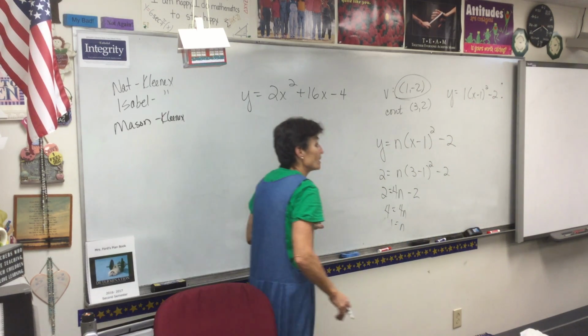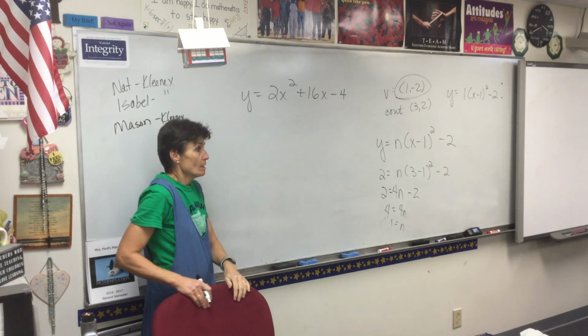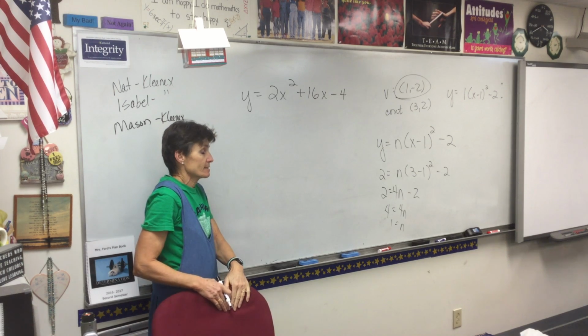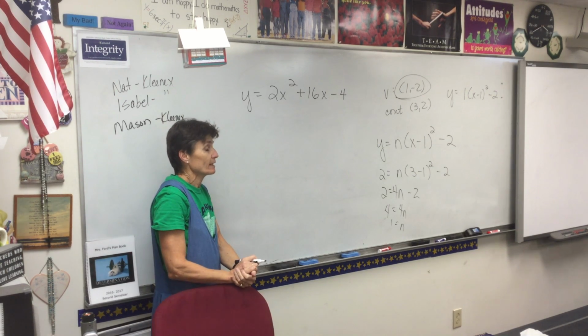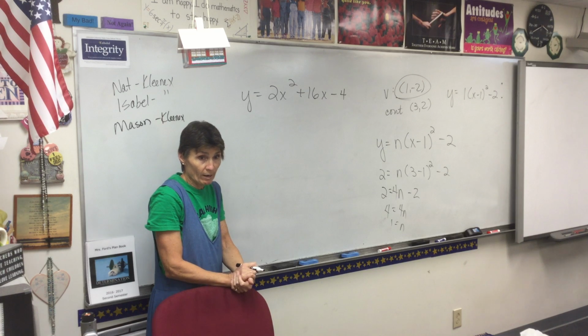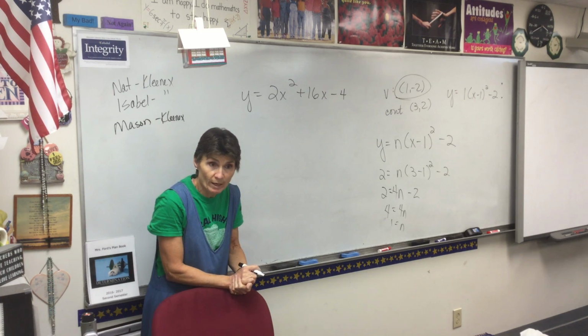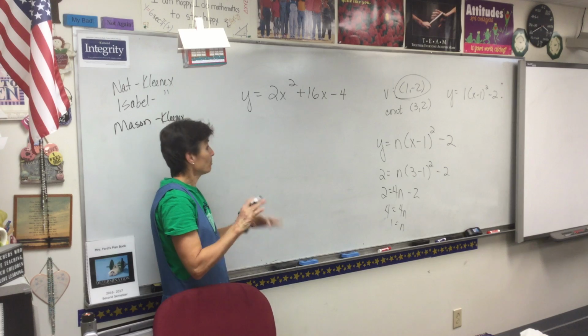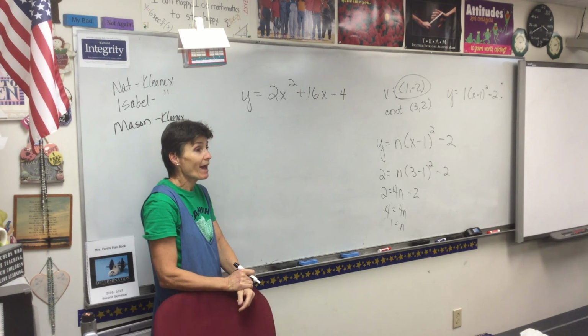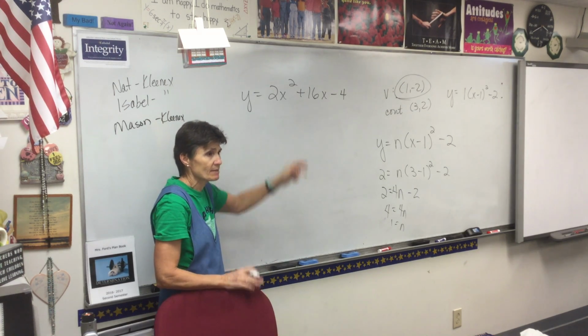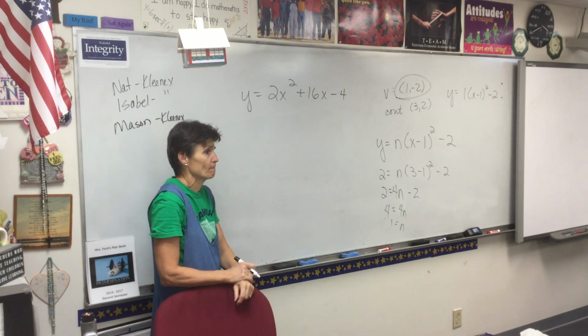Negative b over 2a. No. You do that plus blank, and yes, we call that completing the square. So we're going to complete the square. Before we can do the plus blank thingy, we have to do a couple of things in the equation. What do we have to do here?